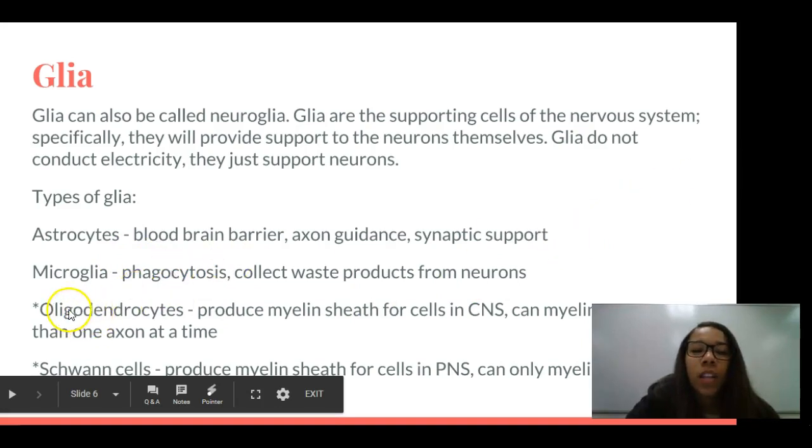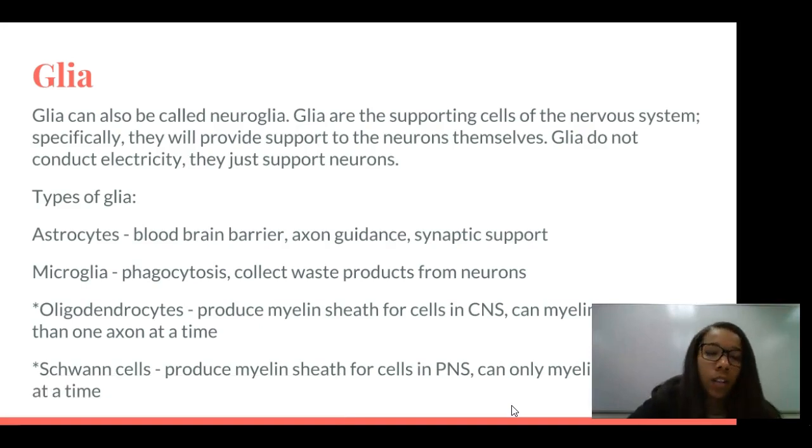Then you have oligodendrocytes and Schwann cells. These two are very important. Here, a professor could mix up the definitions to try and trick you, so I recommend knowing these pretty well. They both are going to produce myelin sheath. The only difference is where they produce the myelin sheath and if they can do it for one axon or multiple axons. Specifically, oligodendrocytes are going to produce myelin sheath for cells in the central nervous system, and they can myelinate more than one axon at a time. Hence the term oligo, meaning few.